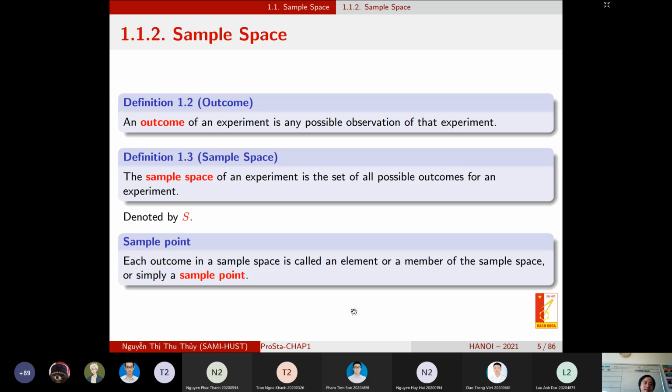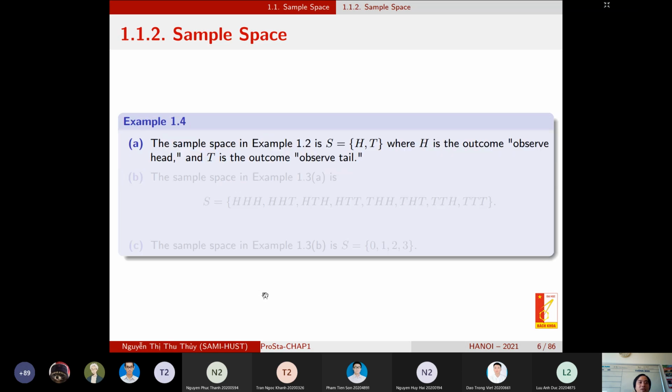We can call each outcome a sample point also. So we consider S is like a space with many points, and each point is an outcome. Is it clear for you up to now? If you don't understand anything, you can interrupt me and then we can discuss.